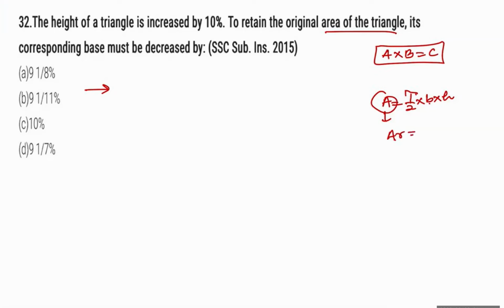Area is equal to half into base into height, so the percentage change represents the theory. Compare: half, base 5 or 3, height 3 or 4 area.